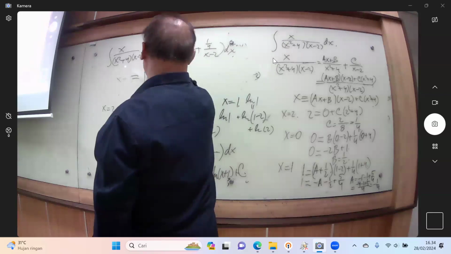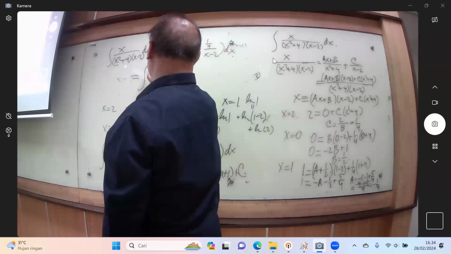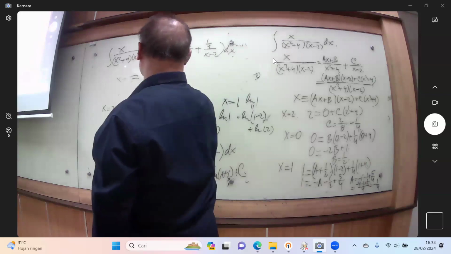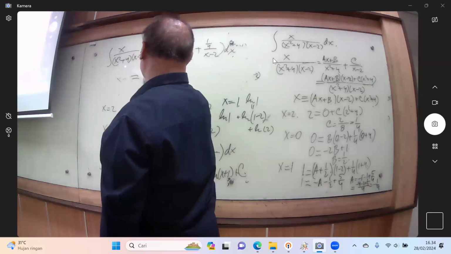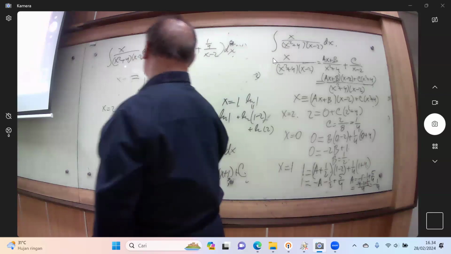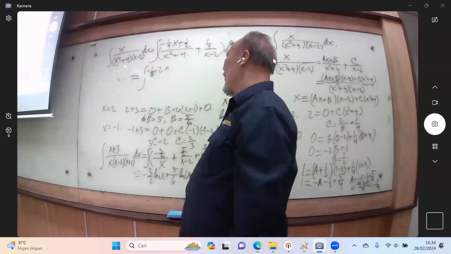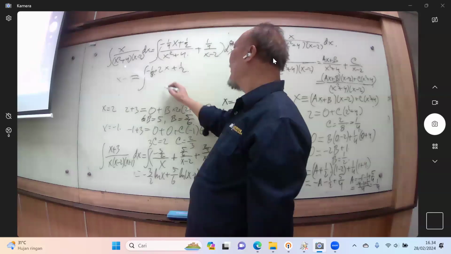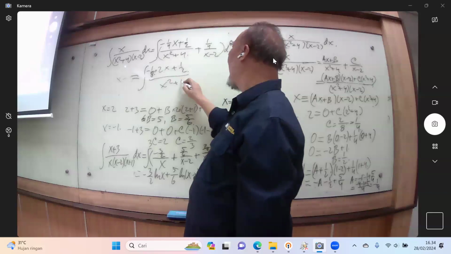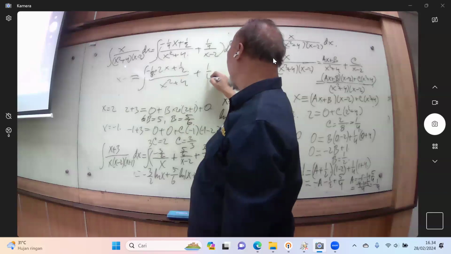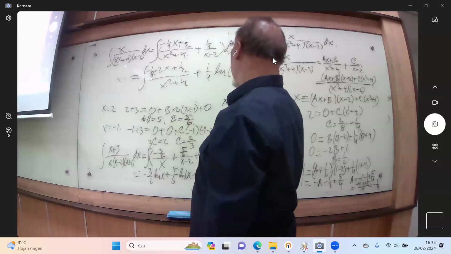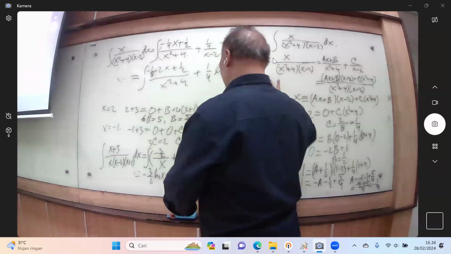Now, because we have minus 1 divided by 4, that means we have to multiply 2x with 1 divided by 8 to make it the same as minus 1/4 x, then plus half divided by x squared plus 4, and this one is 1/4 ln of x minus 2. Or we can add plus c later on.